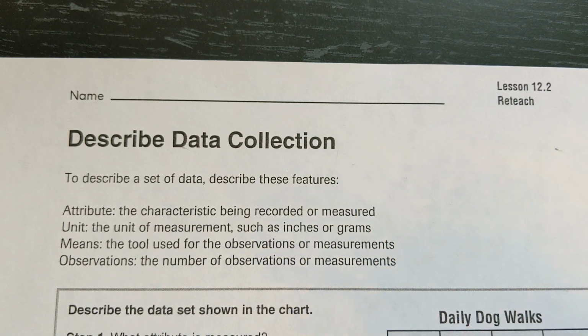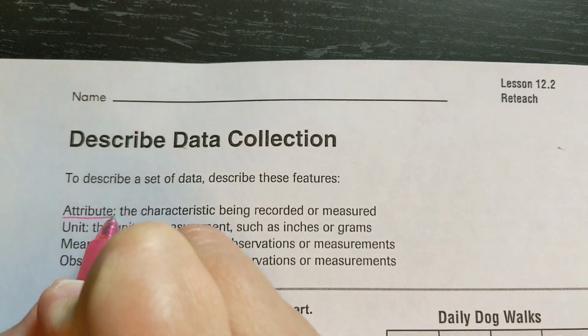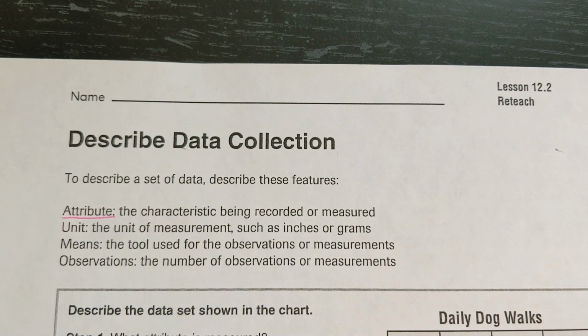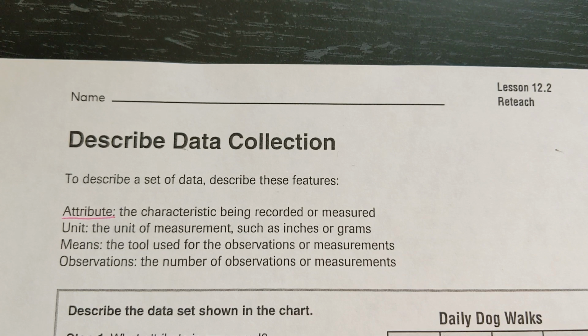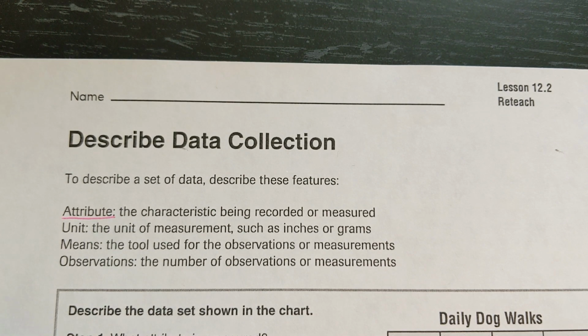So, first one, attribute. These are going to be great words for you to write down in your notebook. Attribute is the characteristic being recorded or measured. Something like weight, height, years, months, inches of rain. Those are some examples of attribute.